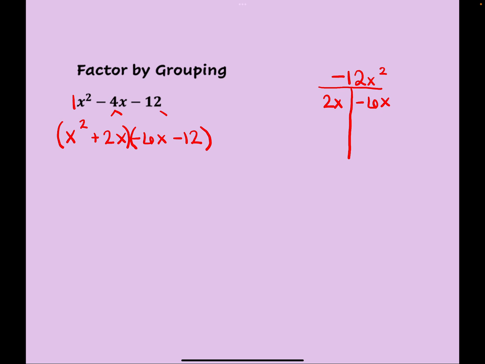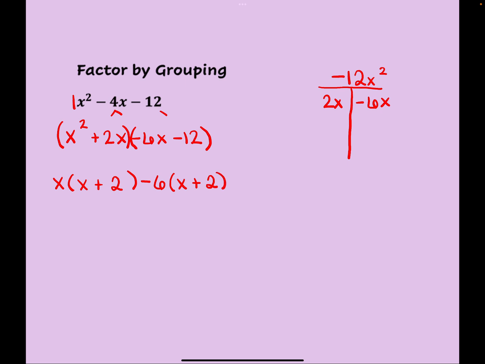Now when I'm looking at the first group, I need to find their GCF. So the GCF between x squared and 2x is x. Now, when I factor out an x out of x squared plus 2x, I'm left with x plus 2. Now that second group, negative 6x minus 12, first term is negative, so I'm going to factor out the negative. And they're both divisible by 6, so I factor out that 6. And then I'm left with x plus 2 inside the parentheses.